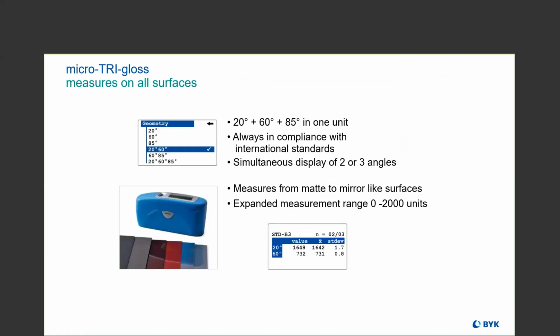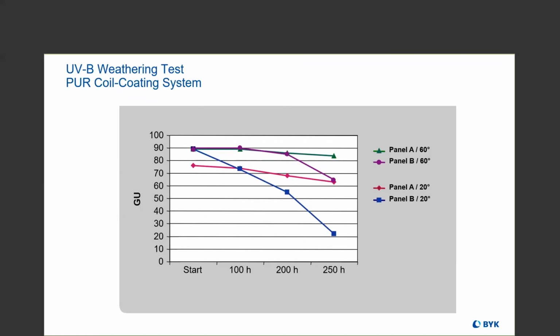So our gloss meters, you can purchase them with an individual geometry. You can purchase a 20-degree meter, a 60-degree meter, or an 85-degree meter. And they also come in the micro tri-gloss meter, which has all three angles in one. And one other thing to note is that it has what we call an expanded measurement range. You can measure the full range of gloss up to 2,000 gloss units. And I'll get to why that is a little bit later. First, I want to show you this example of a weathering test.